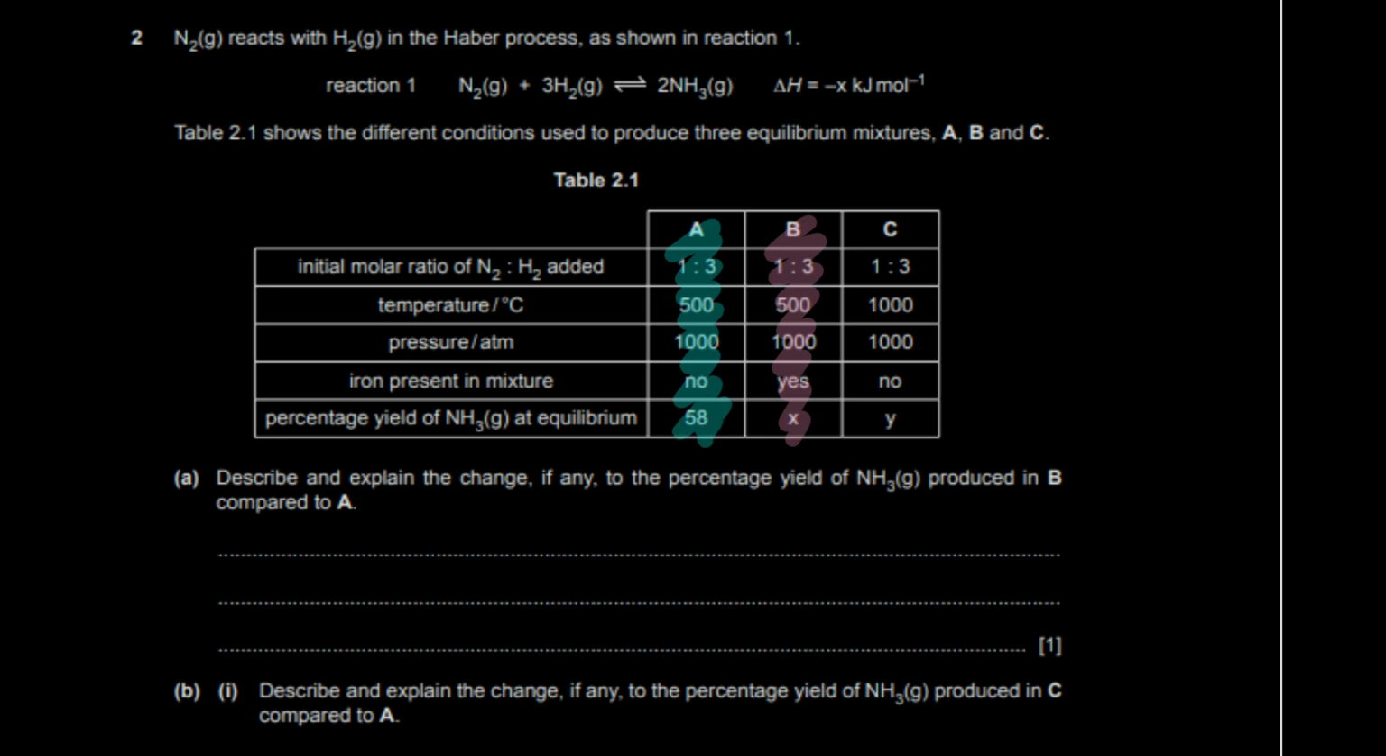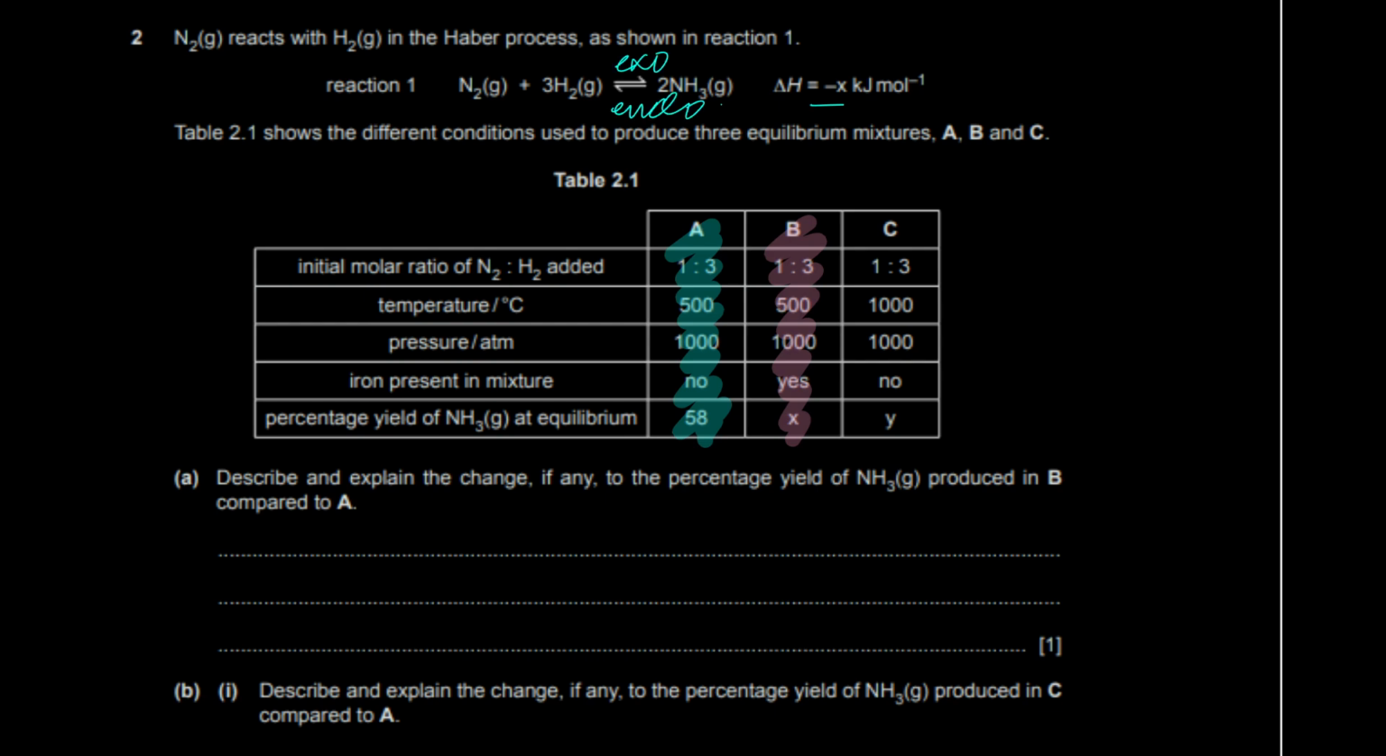See, this is how you need to go over such questions. Don't be scared. Just read the question saying describe if there are any changes in the percentage yield from B to A. Let's first check out what's the difference between B and A. The ratios are same, the temperature is the same, the pressure is the same. The iron presence is the difference: in B you have a catalyst, in A you don't have a catalyst. Catalyst does not dictate the position of the equilibrium, right? You know that the enthalpy change is given as negative, so the forward reaction is exothermic and the reverse is endothermic.